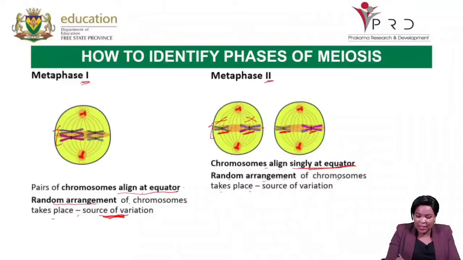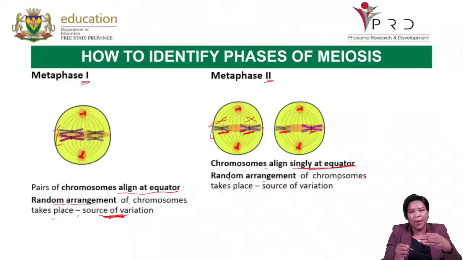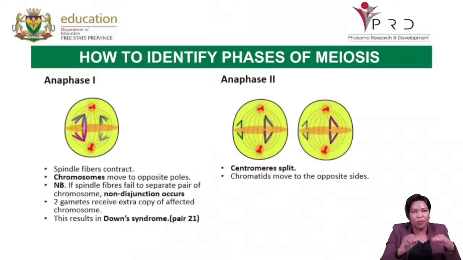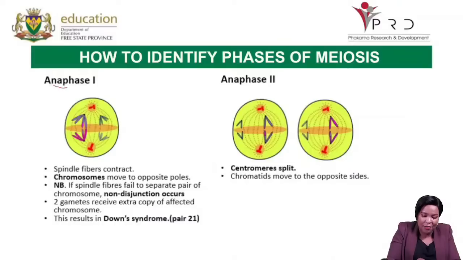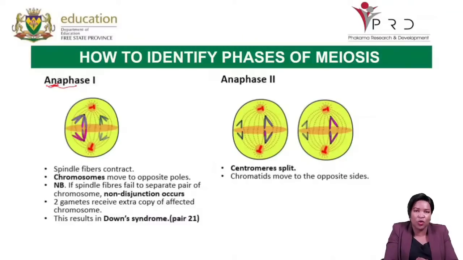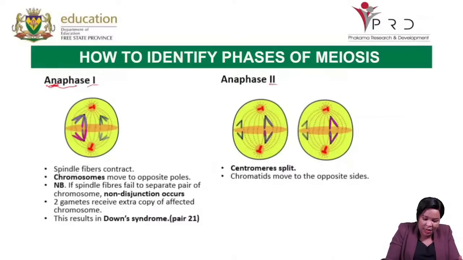Then your next phase, because they are aligned, what must happen? They must be separated or pulled apart. That is your anaphase, or your apart phase, anaphase. But you don't say apart phase. Apart is just to remind you that in anaphase, things are now pulled apart to the opposite poles. So anaphase 1 and anaphase 2, how do you identify them? Anaphase 1, you start seeing the spindle fibers contract. Then the chromosomes move to the opposite poles. Remember, the spindle fibers are attached to the centromere.